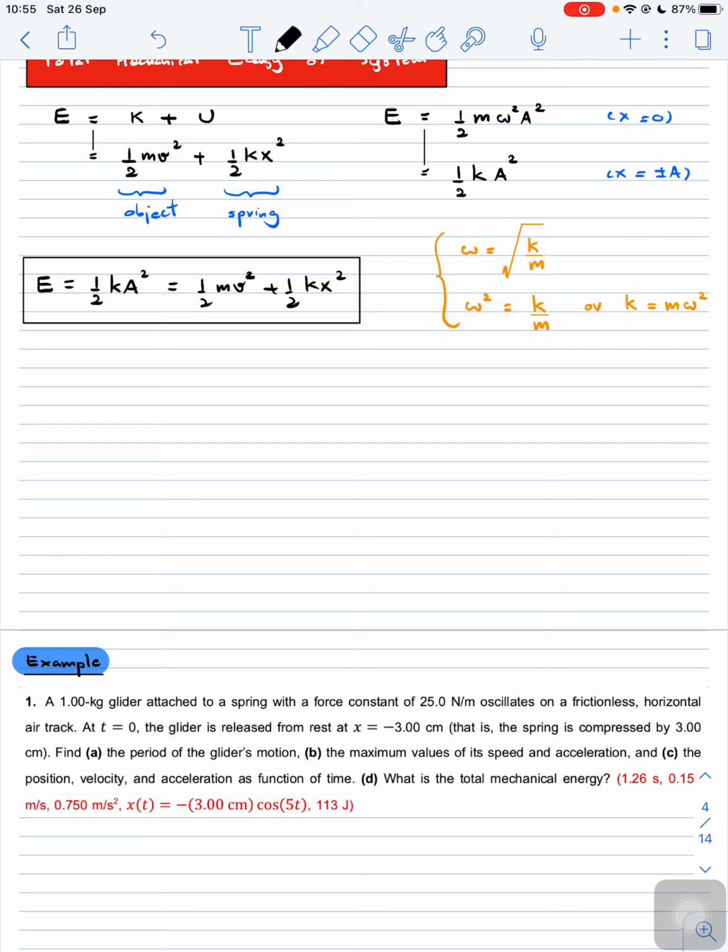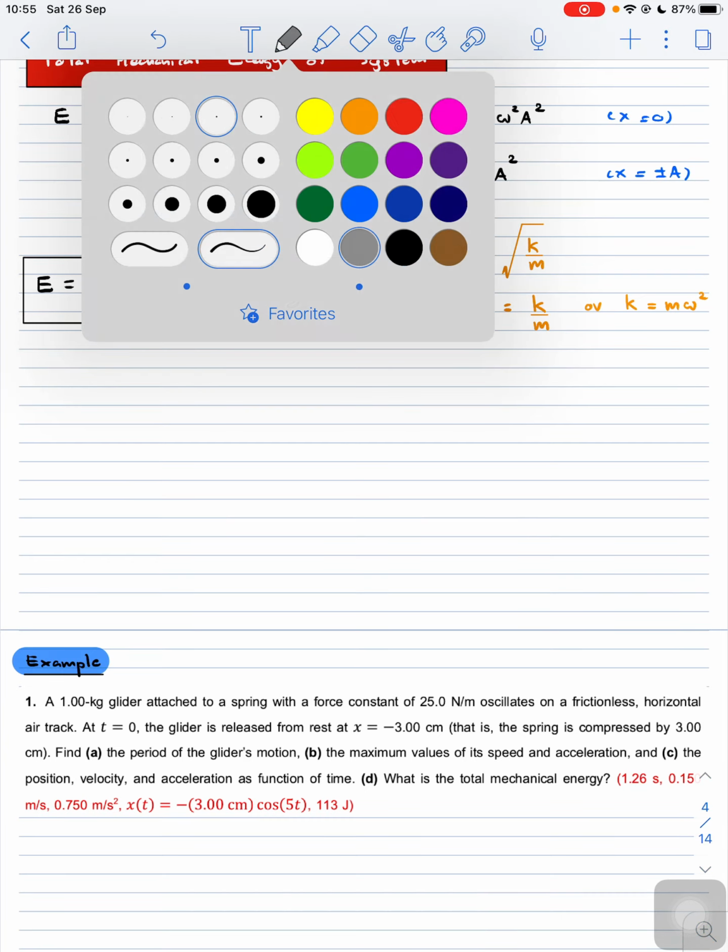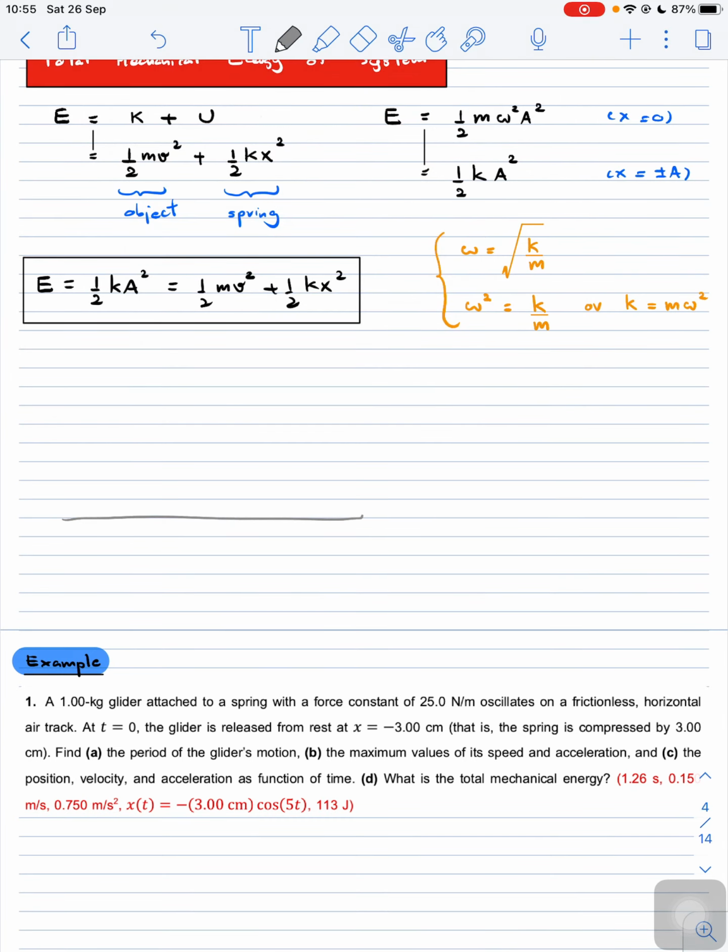Okay, so now how about a graph? If we just want to make the plot between, let's say, the position as the x-axis and the energy as the vertical axis.